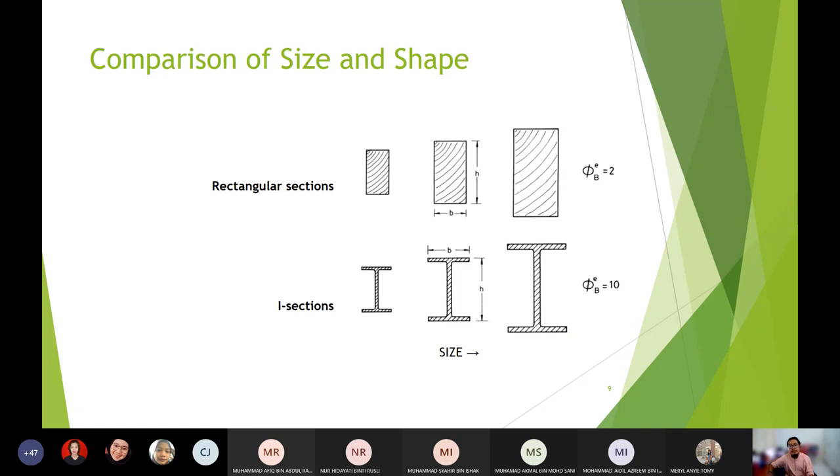Meaning that you do not change anything on the shape factor efficiency; regardless of whether you make it larger, it doesn't change, whether or not the dimension changes. Even for an I section, the elastic bending moment shape factor is the same regardless of the sizes. This is what is unique when we have this value of the bending factor.